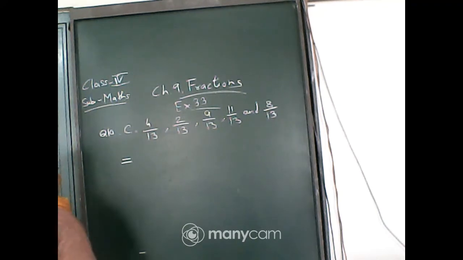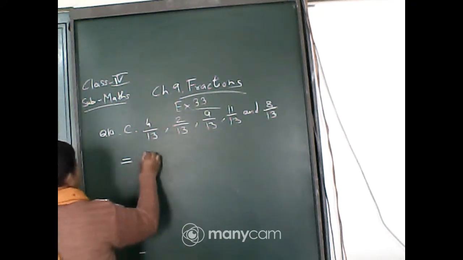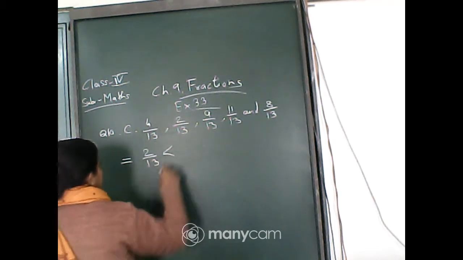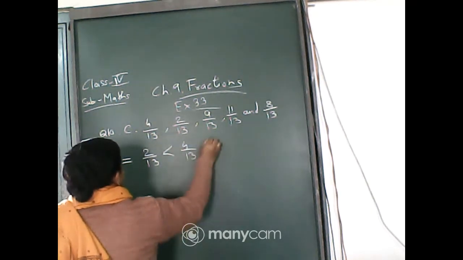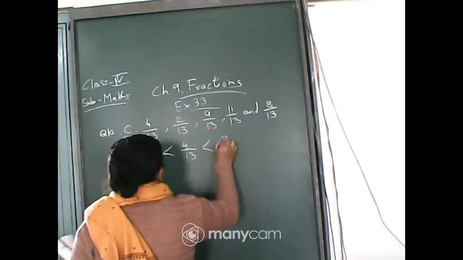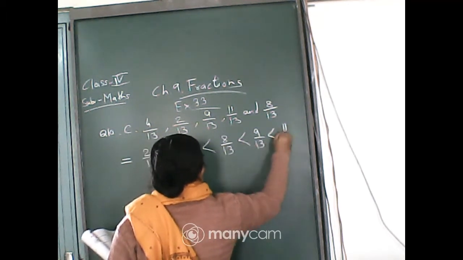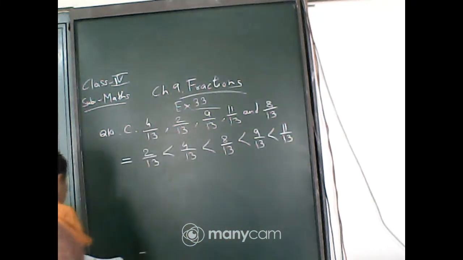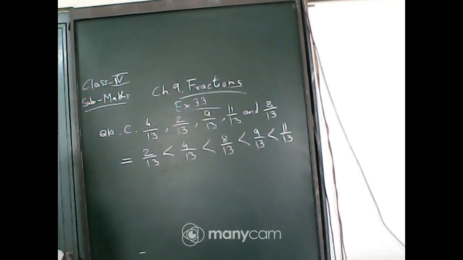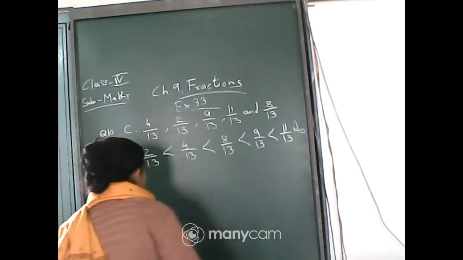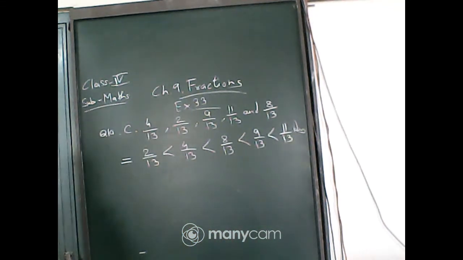First of all, the smaller one is 2 by 13. Then the symbol less than 4 by 13, less than 8 by 13, less than 9 by 13, less than 11 by 13. Okay. So 2 by 13 is less than 4 by 13, less than 8 by 13, less than 9 by 13 and less than 11 by 13. This is our answer. We have arranged in increasing or ascending order.